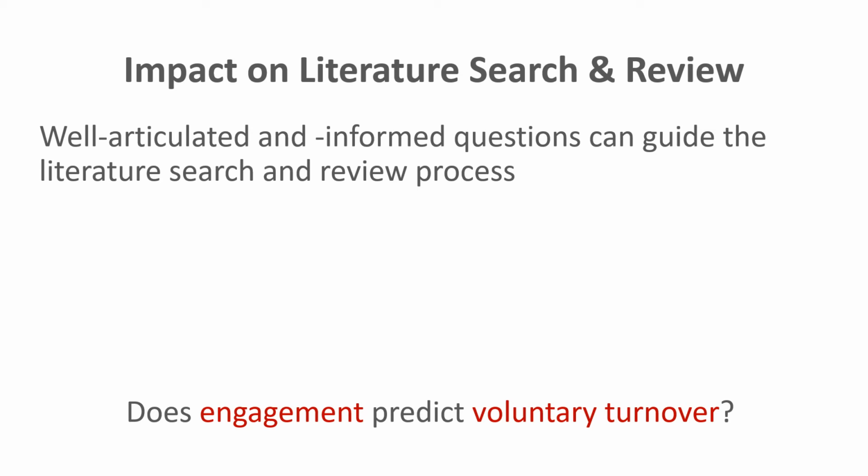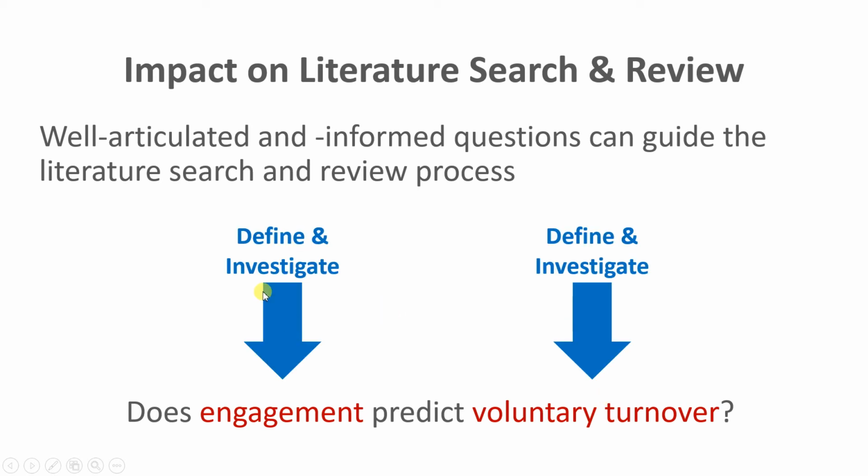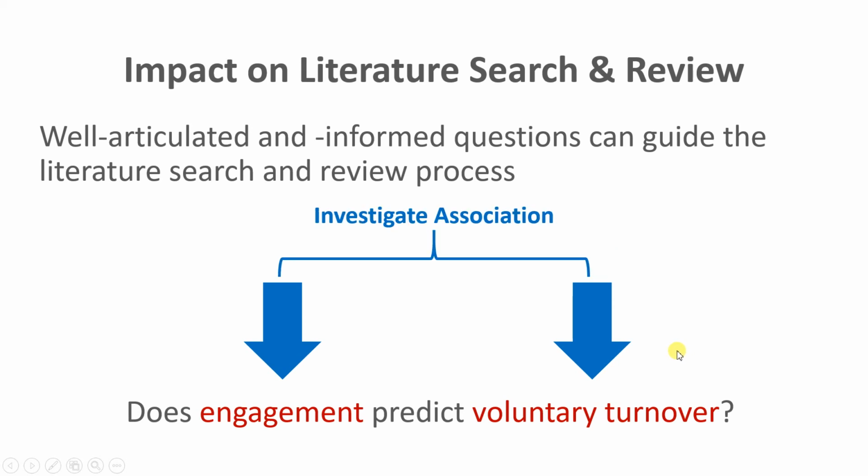And so when you're doing your literature search and review, and if this is your question, you're going to want to investigate and do a literature search on engagement as a construct, voluntary turnover as a construct. Okay, so you want to define and investigate each one of these constructs. So the question is implying this. It tells us where to find information and what information to look for. And it also is telling us we need to look for information regarding the association between engagement and voluntary turnover.